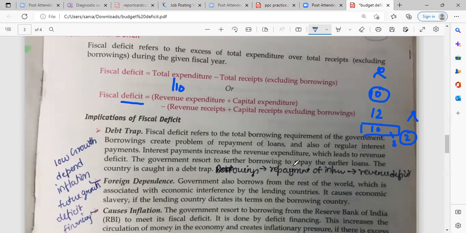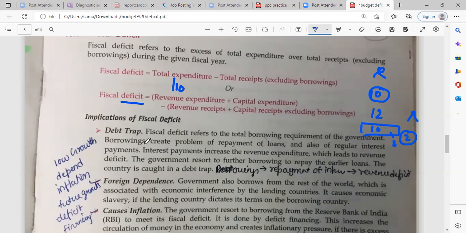The government resorts to further borrowing to repay the earlier loan. The country is caught in the debt trap. So what happened? It becomes compulsory for the government to borrow to pay the earlier loan. See, I took a loan from Kushi. Why? Because I have to pay the loan of Mohammed Ayan. Then again I took a loan from Heba because I have to pay the money of Kushi. Right. So basically, this is what happens. They keep on taking money in order to pay someone else's loan. So that's why the country got trapped in the debt trap.